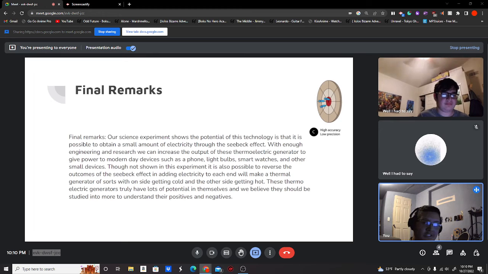And as we've seen in our experiment, we think that this experiment shows that we should research more into this subject, the TEG, or the thermoelectric generator. It has lots of possibilities and lots of things could be achieved with such technology. We should just research more into it and see the positives and negatives that this technology could possibly bring. But we believe it is most interesting to keep researching and see the full extent to which the TEG, or the thermoelectric generator, can take us.